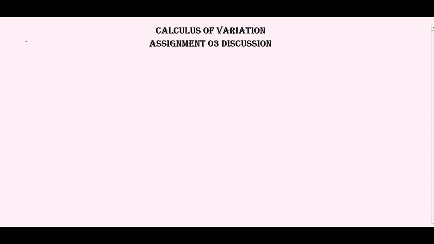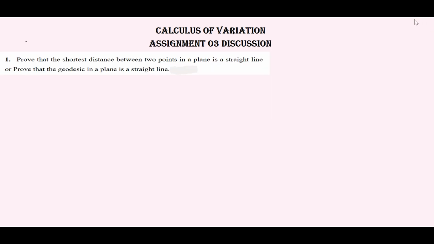Hey guys, I am going to discuss assignment 3 of calculus of variation. In the problem, first we need to prove that the shortest distance between 2 points in the plane is a straight line. Or in other words, we can say that the geodesic in the plane is a straight line.